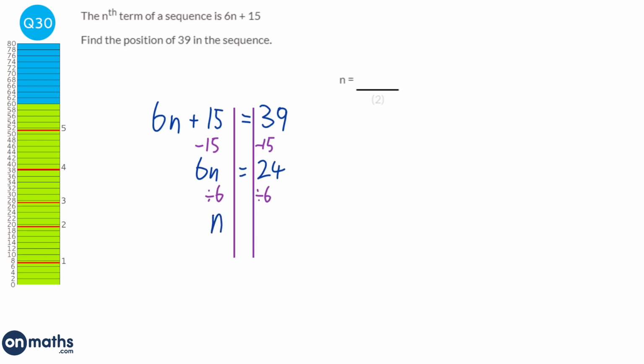And so we get n equals 4. So 39 is the fourth term in the sequence. And you could write it out. You could put n equals 1, n equals 2, n equals 3, just keep going till you get to 39. Or we can do the method we've just done, which is solving it.